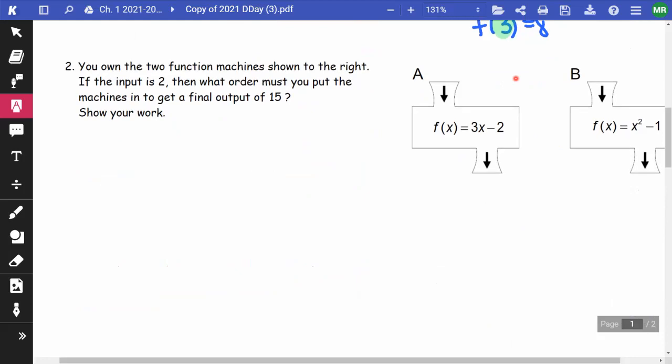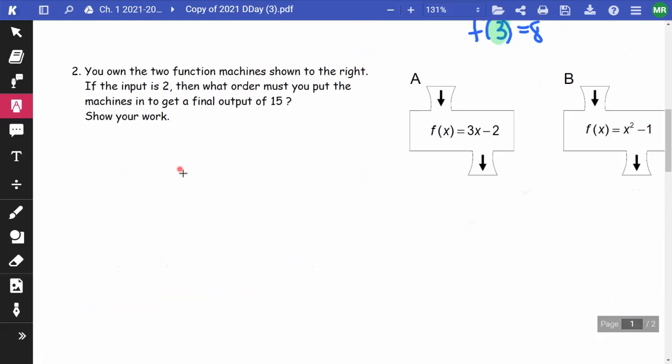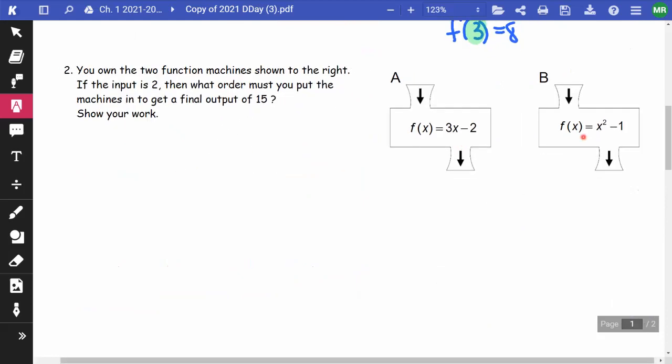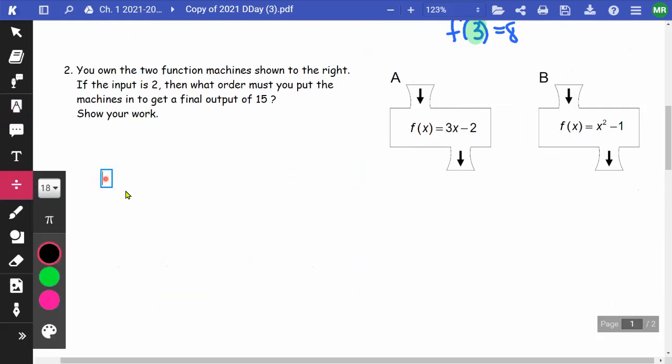Okay. On number 2, they gave us 2 separate functions, function A and function B. So what I'm going to do, you don't have to do this. I'm just going to do this. I'm going to write the two functions. I'm going to say, so we have A, which is 3x. Here, let me do it like this. I'll just write it. So 3x minus 2, that is our A.